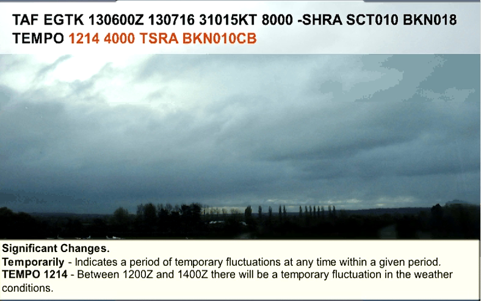Between 1200 Zulu and 1400 Zulu, the visibility will fall to 4,000 meters, with the weather being thunderstorms and moderate rain. There will be 5 to 7 oktas of cumulonimbus cloud at 1,000 feet. However, after 1400, the weather will return to the base conditions specified here.